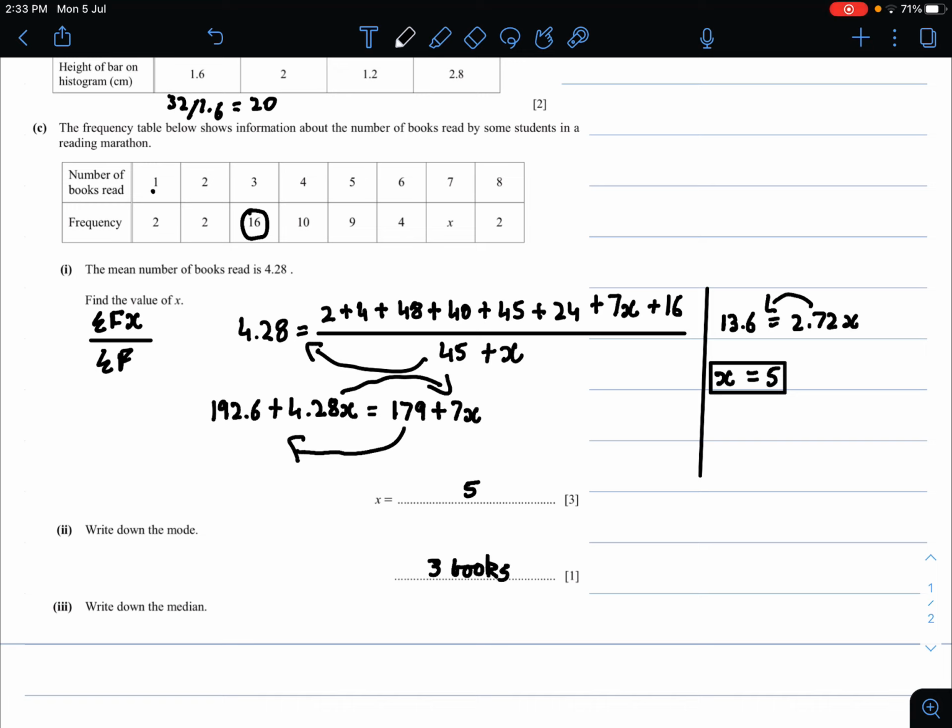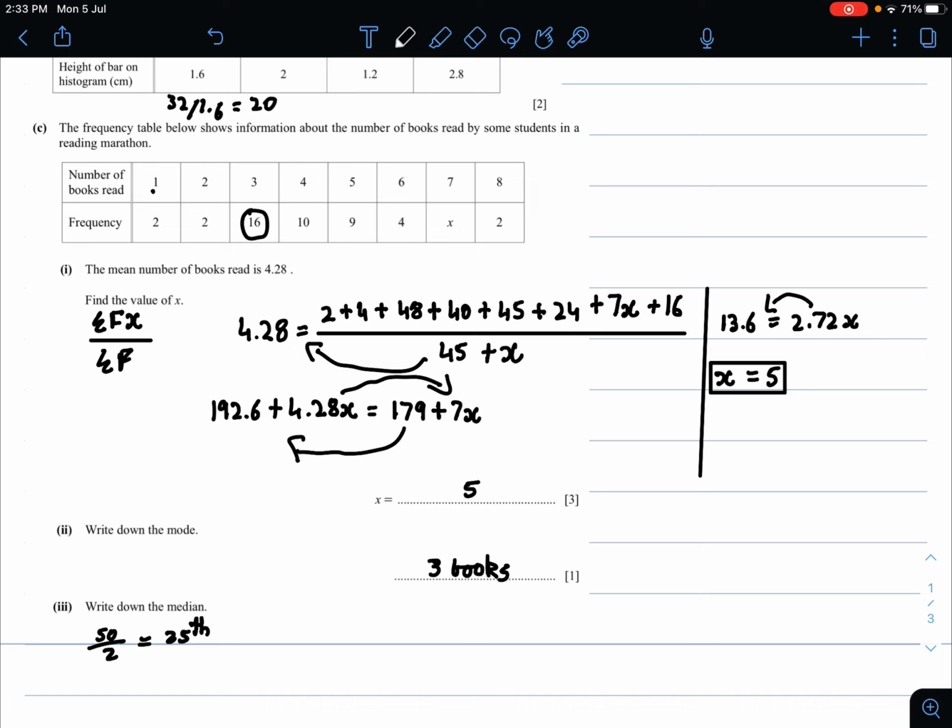Write down the median. So median is the middle number. Now there are 50 numbers. So you're not going to sit down and write or make a list of those 50 numbers. All you need to do is find the position of the number. So that would be 50 divided by 2, which is the 25th position, because it's the middle number.